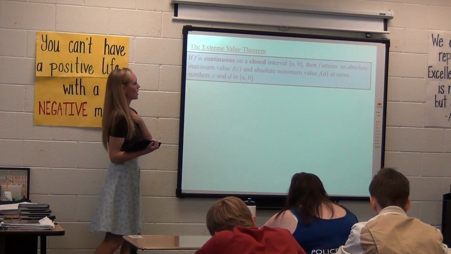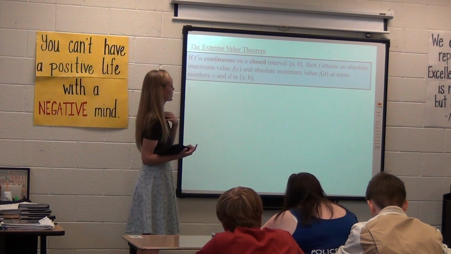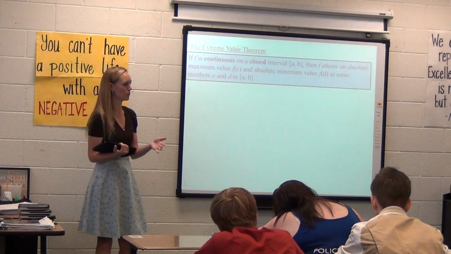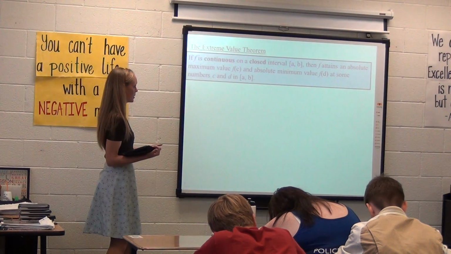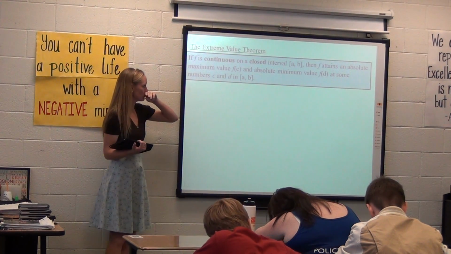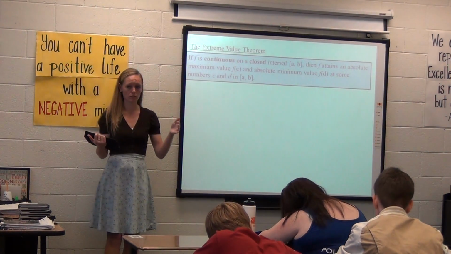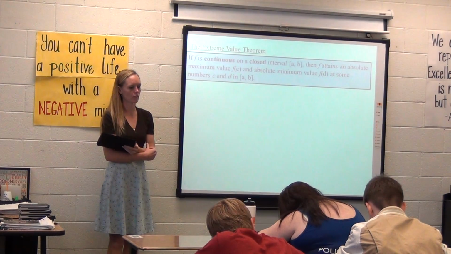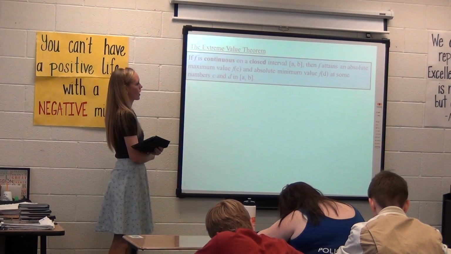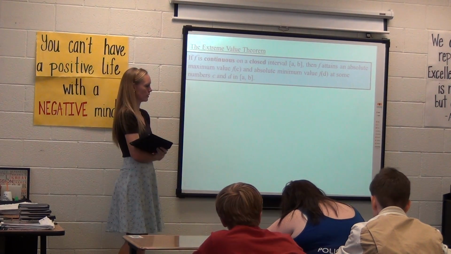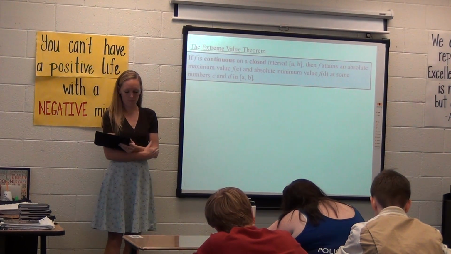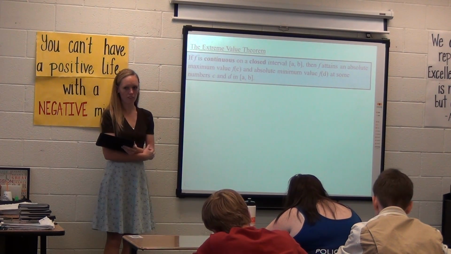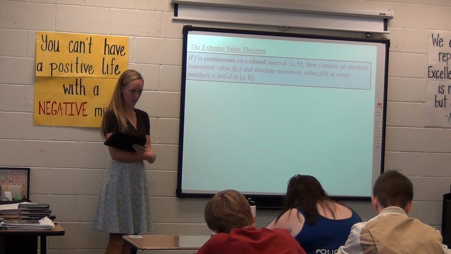And so if it's on a closed interval, then the extreme value theorem says that there has to be an absolute maximum and there has to be an absolute minimum at some point in that interval. So as long as it's closed, as long as the function is continuous, there has to be a maximum and a minimum value. This means we should always be looking for one.